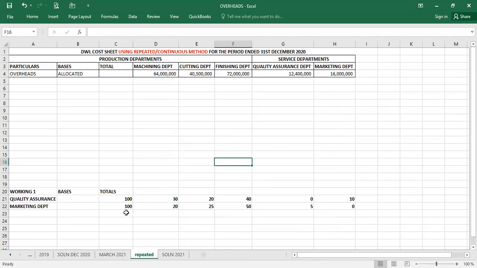But remember what we are doing here is not absorption. We are not absorbing overheads. We are just apportioning. There is a very big difference between apportioning and absorbing. When you're absorbing, you absorb when all the costs have reached the production department, and we are absorbing into the final products. But here we have not yet reached the final products or the production. There are some costs which are still within the service department.